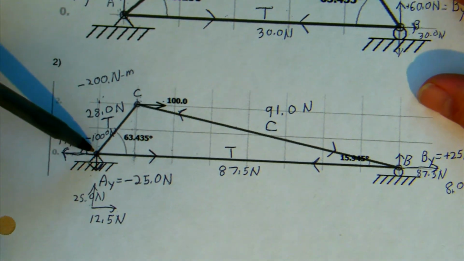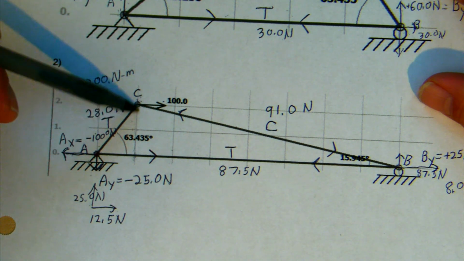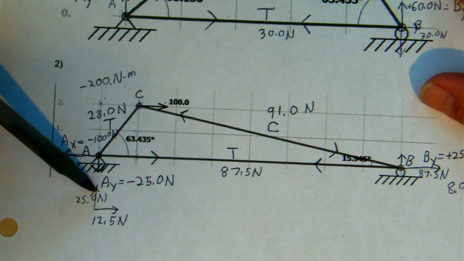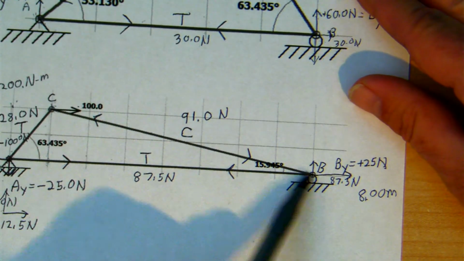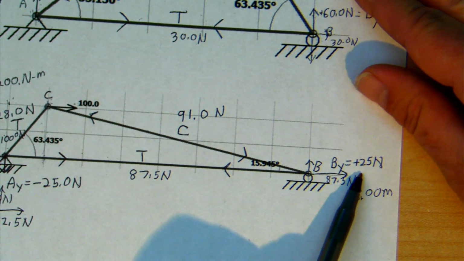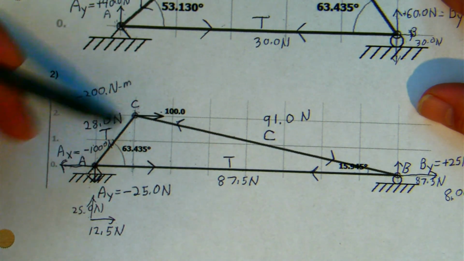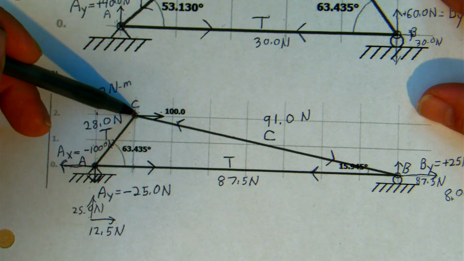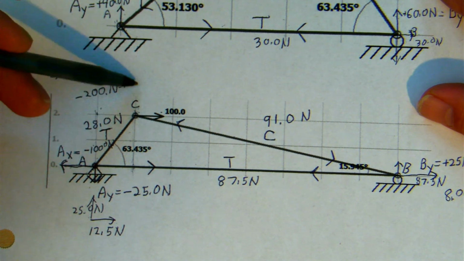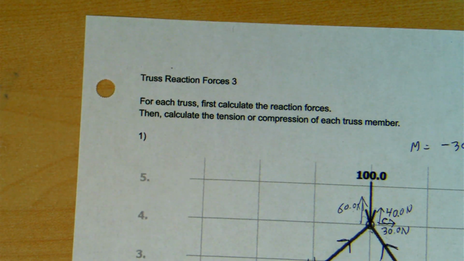What else? Well, AC is pulling point C down vertically with a force of 25 newtons. Well, guess what? BC is pushing point C up with a force of 25 newtons. So the pull of 25 newtons from AC down is canceled by the push of 25 newtons from BC up. Ta-da! This truss structure was solved already a couple minutes ago. This concludes my debrief on truss reaction forces 3 homework.